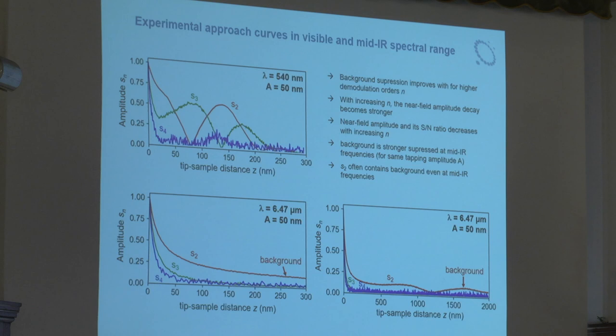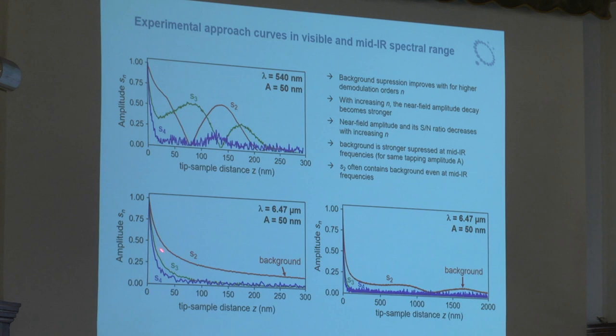Then what is also interesting to see is that this decay becomes steeper and steeper, and I will have further slides on that. This kind of faster decay of the near-field signal one can actually use to increase the spatial resolution, and I think Fritz invented that word. He called that virtual tip sharpening. You remember that many years back?